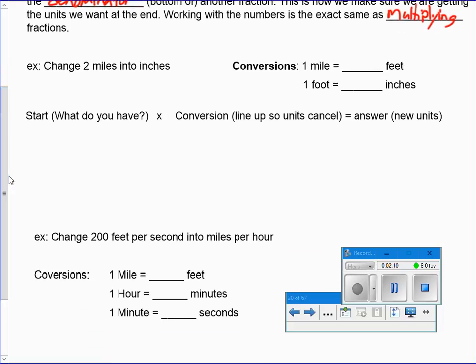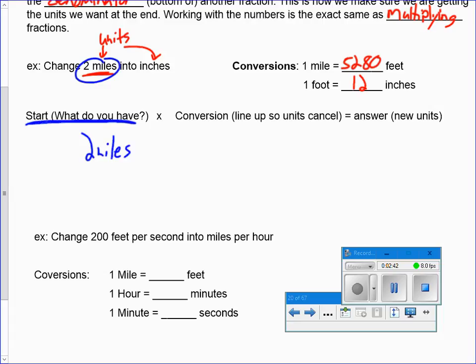So here's going to be the example. We're going to change 2 miles, that'd be our unit miles, into inches. Alright, so we don't have a conversion going straight from miles to inches, but we know 1 mile, we should know, is 5,280 feet, and 1 foot is 12 inches. So what we do is start with what we have. What we have is 2 miles. We're working with fractions. 2 isn't a fraction, 2 is a whole number. We can make it a fraction if we put it over 1.